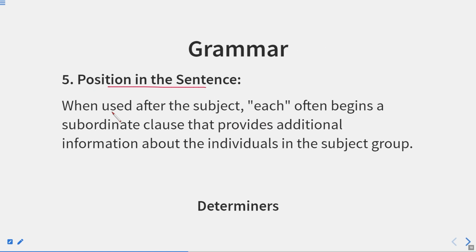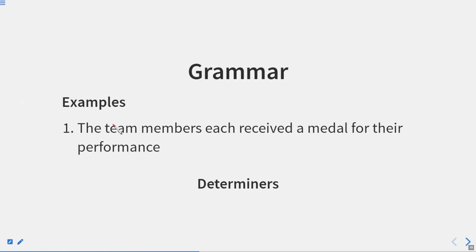Position in the sentence. When used after the subject, each often begins a subordinate clause that provides additional information about the individuals in the subject group. Example: the team members each received a medal for their performance. So the team members each, it means suppose there are 11 team members. The first team member, the second member, the third member, they received a medal for their performance. So this is how we can use the word each.